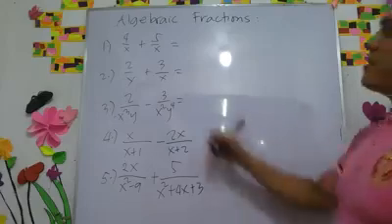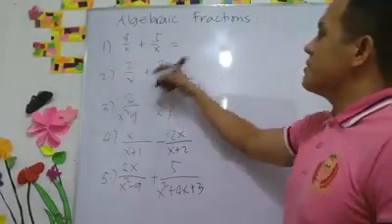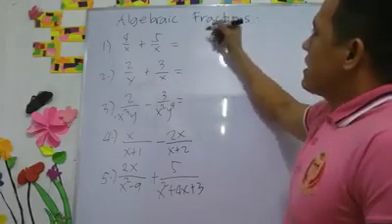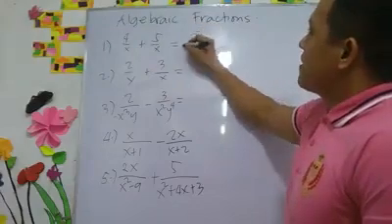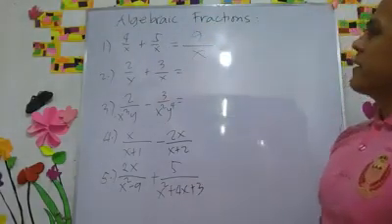Now in number 1, we have 4/x plus 5/x, and they have the same denominators now. So we can just have 4 plus 5, that is 9, over, just copy the denominator, which is x. Okay, that's it. Next one.